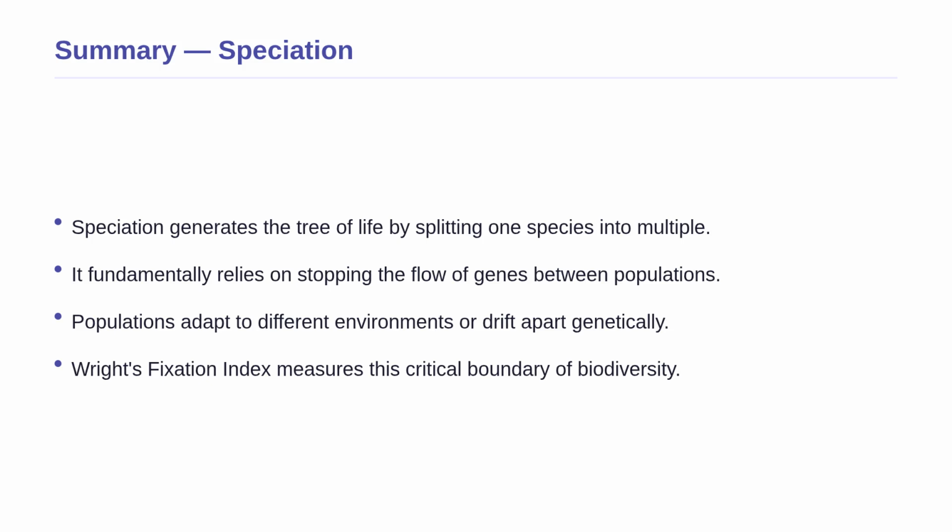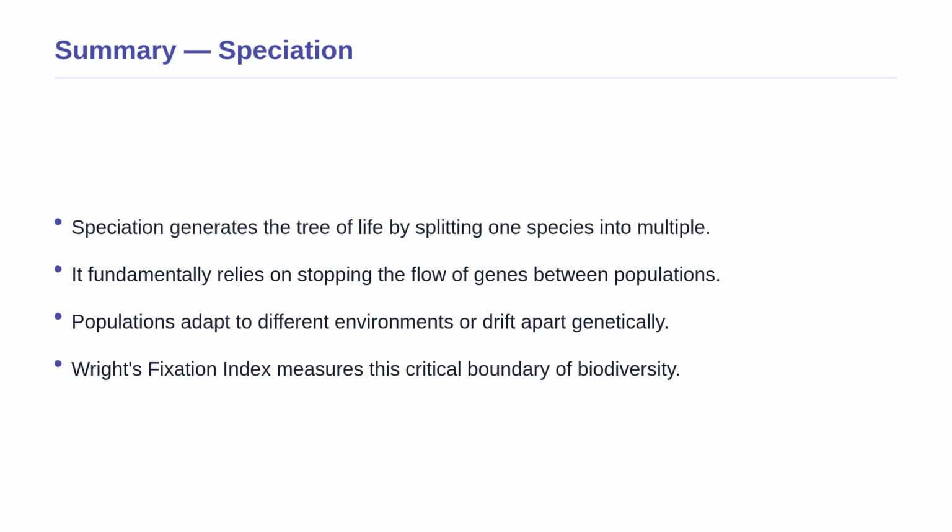We have covered a lot of ground today, so let us review the most important ideas. First, speciation is the beautiful, continuous process that generates the tree of life by splitting one species into two or more distinct species. Second, this process fundamentally relies on stopping the flow of genes between populations, which allows them to adapt to different environments or drift apart genetically.